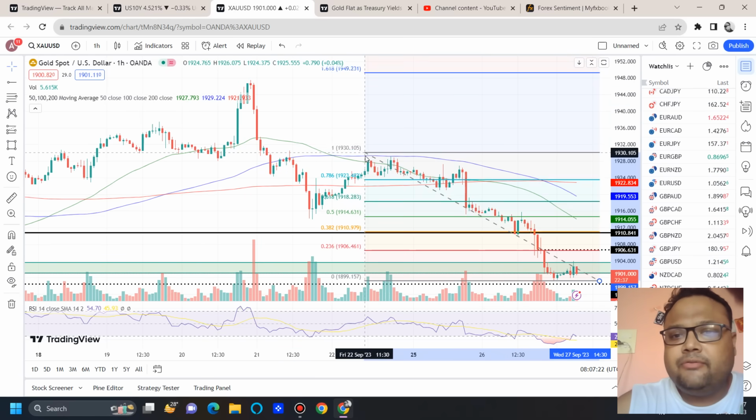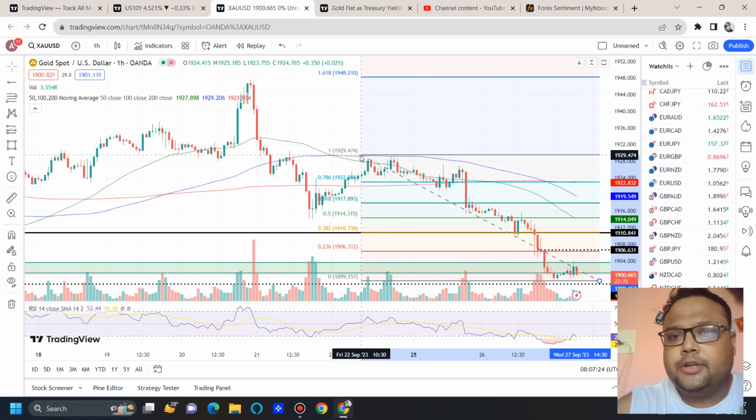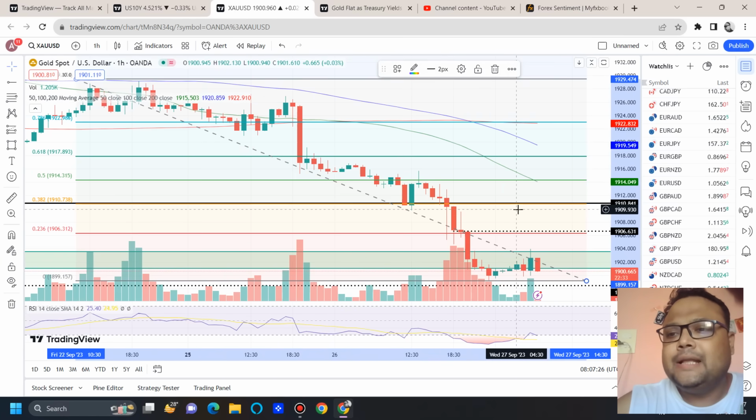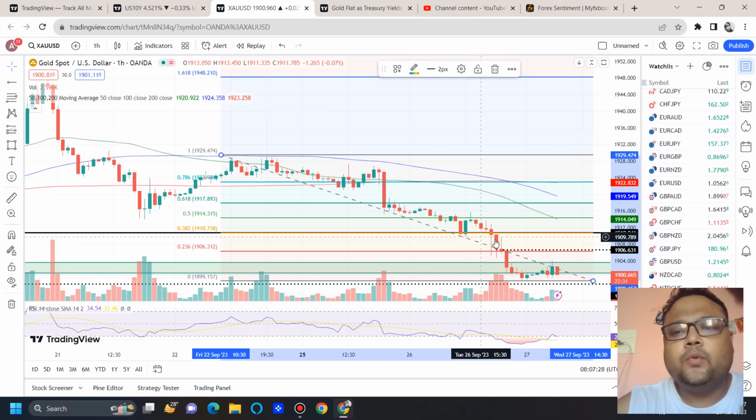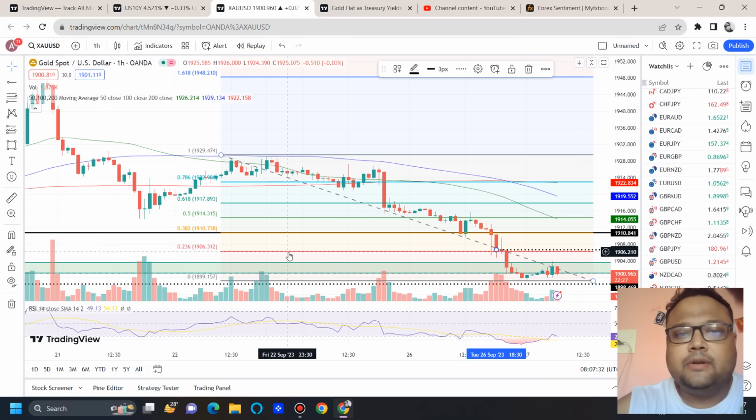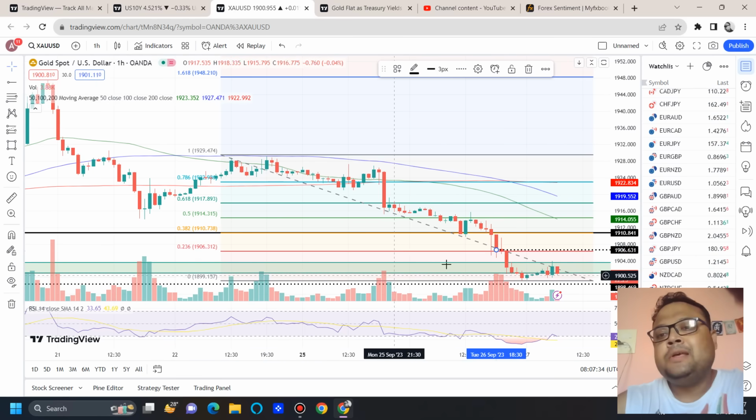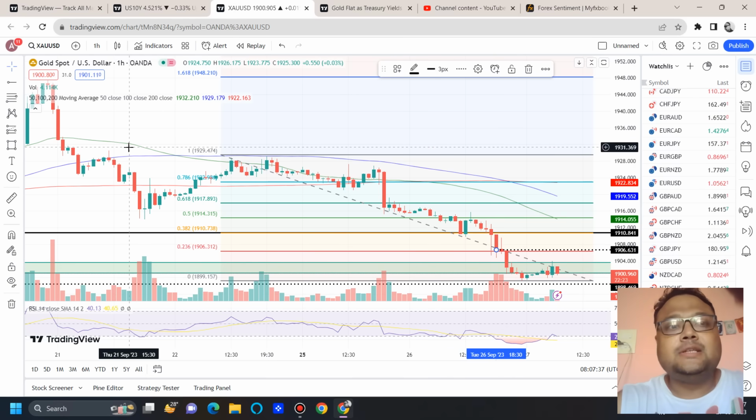And if we consider Fibo from this particular portion of the chart, we can see around the 1906 level we have the 23.6% retracement level, and this should also work. So these are the two levels where we can look for a sell opportunity. Right now I'm analyzing the chart on the 1 hour time frame. You can simply switch to the 15 minutes time frame and look at the market behavior. Wait for the zone.